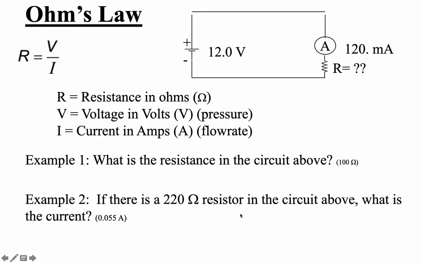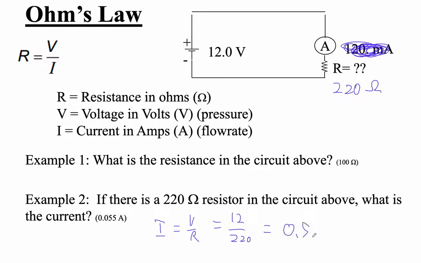All right, so let's do the second problem here. If there's a 220 ohm resistor in the circuit above, and the current is no longer 120 milliamps, right? Let's say that that's 220 ohms. What is the current? Well, I is going to be V over R, so it's going to be 12 divided by 220. 12 divided by 220 is 0.05454, repeating, amps, or you could say about 55 milliamps. Just move the decimal point 1, 2, 3.